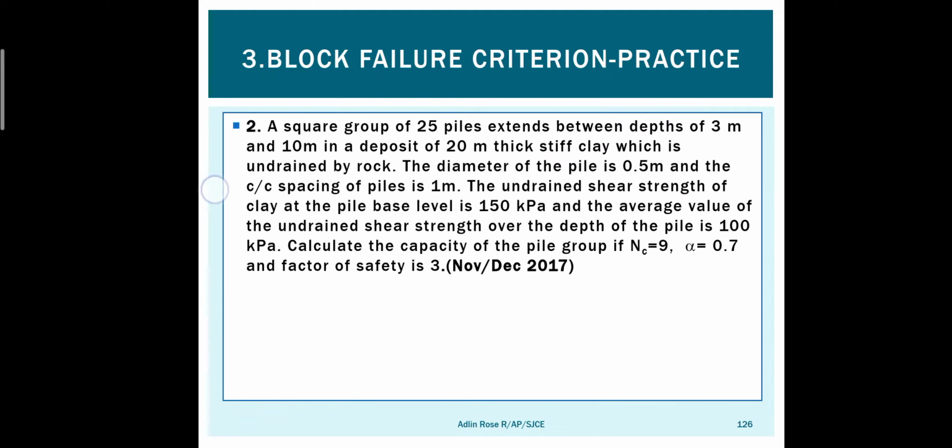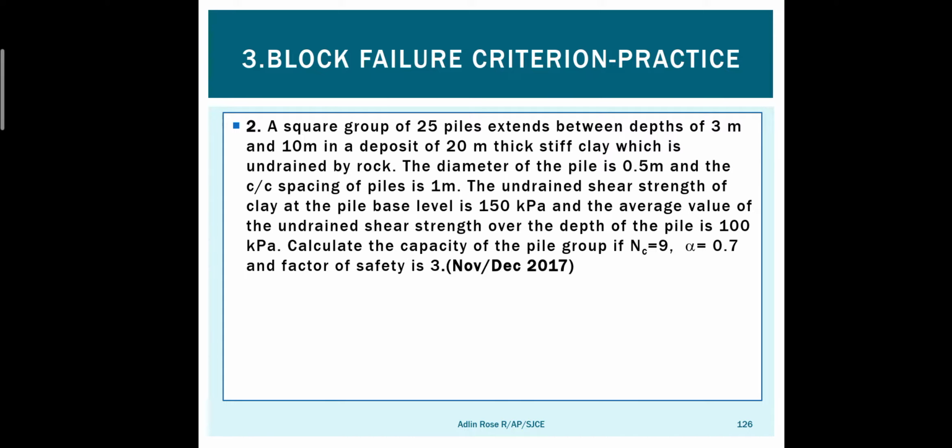Now designing the pile group, that is the second type of problem. Okay, please take a screenshot of this problem. This is your homework. Please try solving this. It will hardly take 5 or 10 minutes to finish. Very easy sums only. Please take a screenshot of this problem. This is your homework.